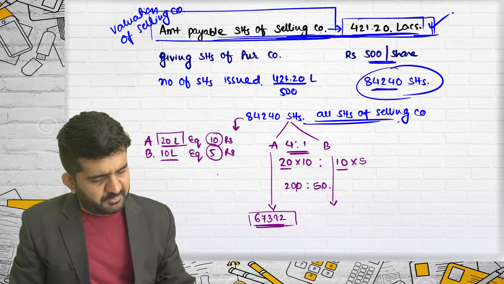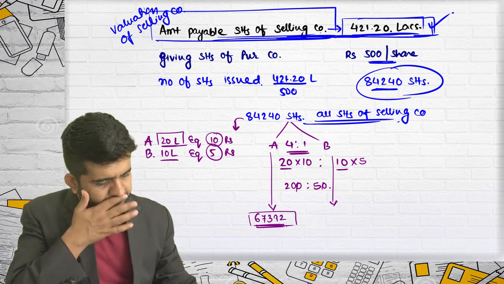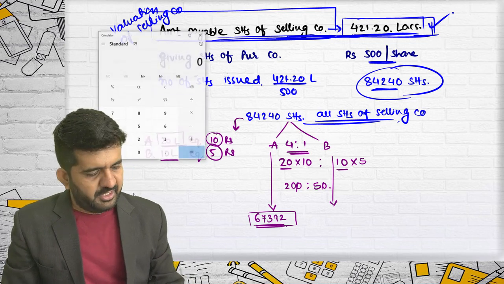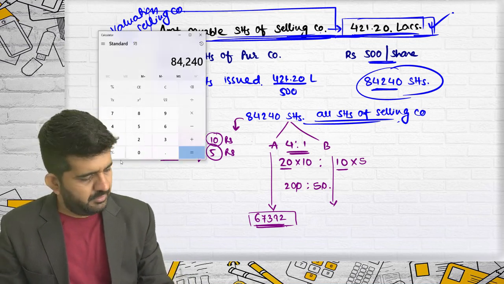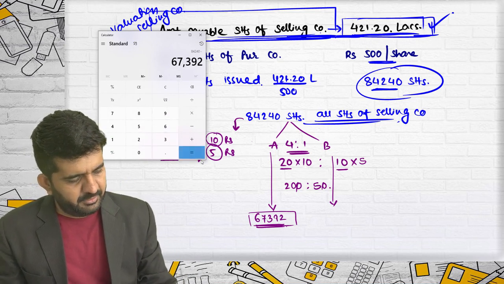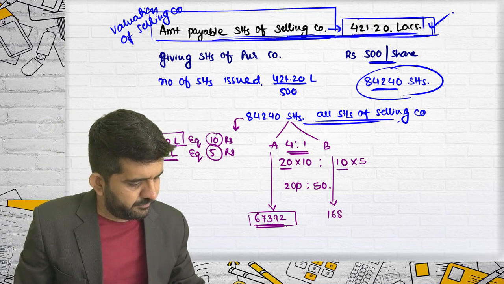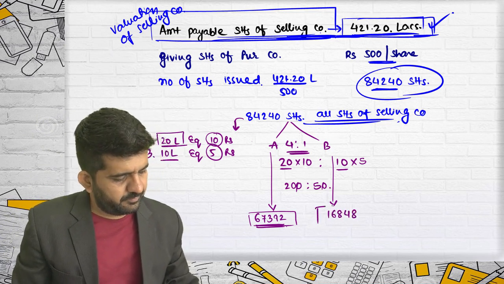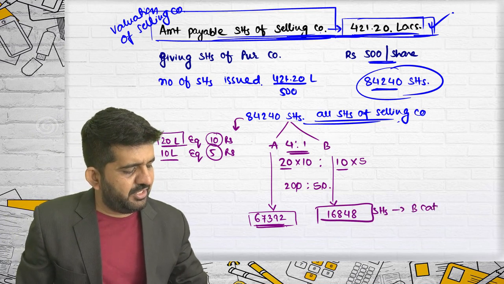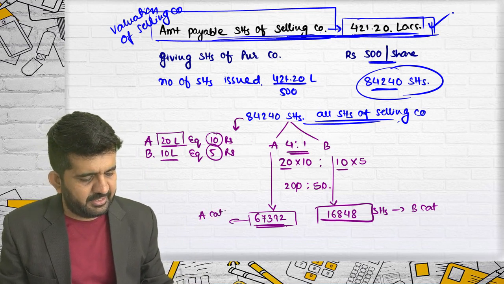B category of shareholders were holding 10 lakh shares. Now all the shareholders will be getting the remaining shares: 84,240 minus 67,392 is 16,848 shares. These will be given to B category of shareholders, and the 67,392 will be given to A category of shareholders.